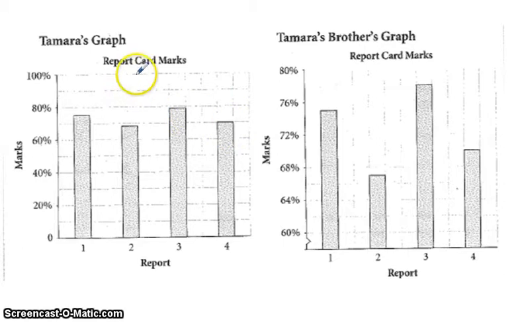So Tamara's brother wants to show that her performance in math is not steady, not consistent. So Tamara's brother wants to prove that her marks are inconsistent. Tamara wants to prove that she is consistently achieving around about the same marks on every report card.